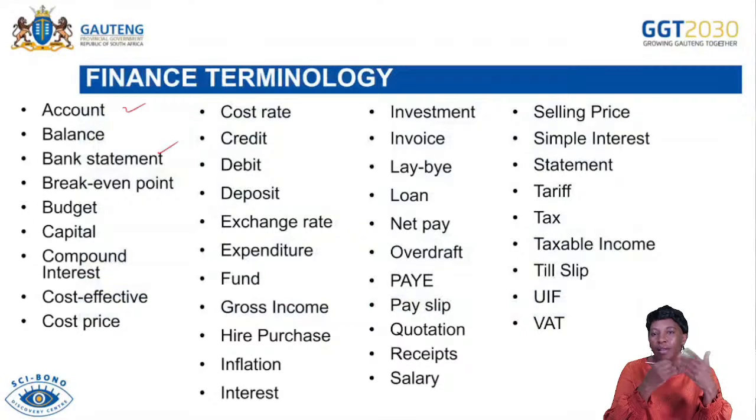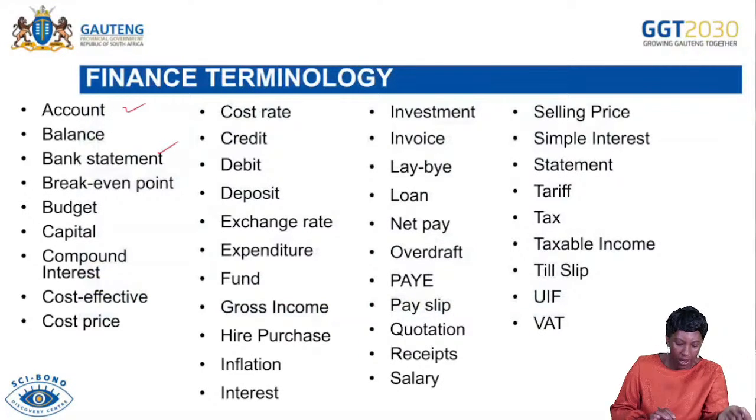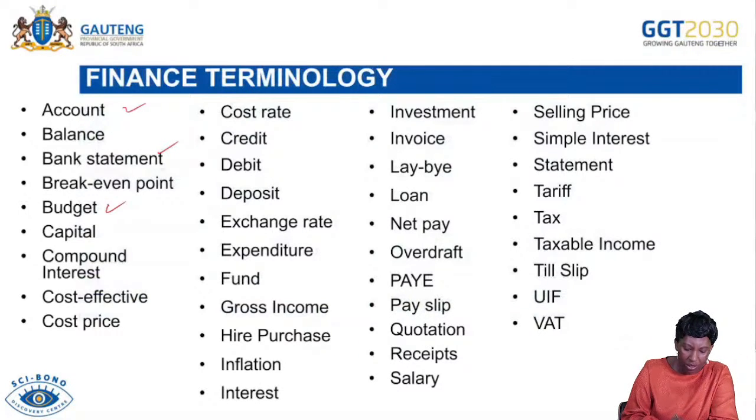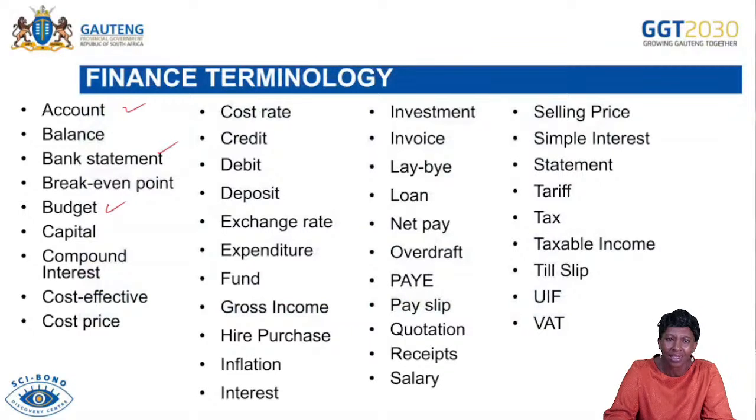If they sell 10 packets and get 300 rand for selling those 10 packets, and when they were producing those 10 packets it also cost 300 rand, then it is a break even, they are equal. And also, boys and girls, remember we also did the budgets, the personal budget and the business budget, and we have done that under finance.